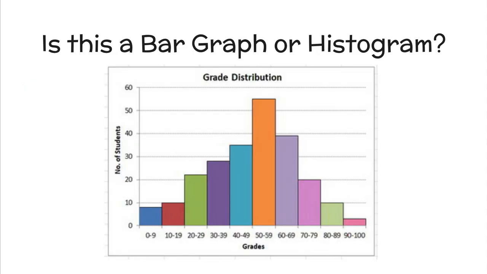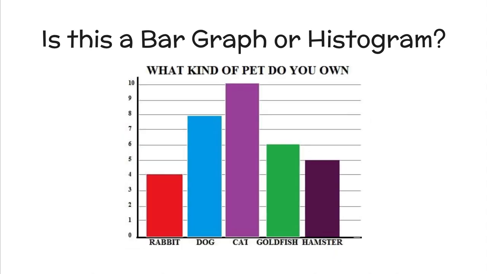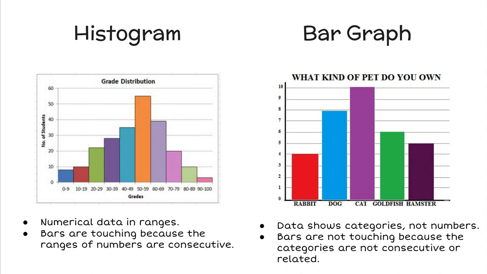So ask yourself this question and pause the video if you'd like to examine it a little bit further. Is this a bar graph or a histogram? What about this one? Is it a bar graph or a histogram? The first graph was a histogram. It showed numerical data in ranges, and the bars were touching because the ranges of numbers are consecutive.